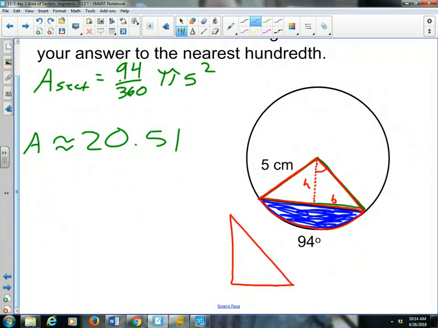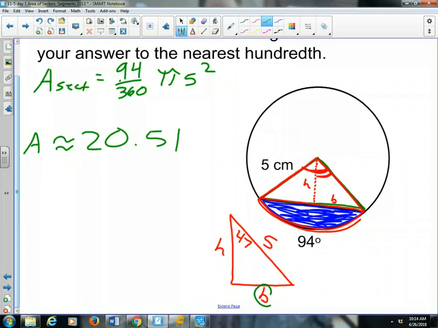This angle is half of the central angle, which is half of 94. So 47 and a half, I believe. Oh, 47. 47 degrees is the angle of half of that triangle. And then the base right here and the height right here, we know that the radius is 5. So now I could use trig to find the base and the height.